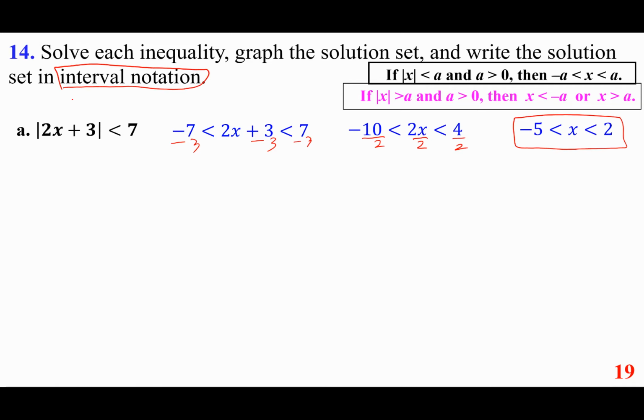Interval notation is this one. Minus 5, comma 2 is the interval notation. Notice we use parentheses because we don't have the equality. The endpoints, -5 and 2, are not included.